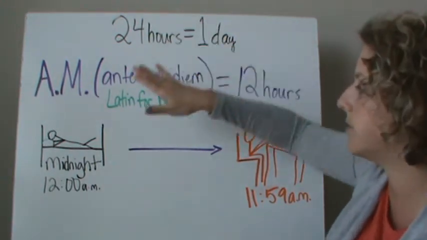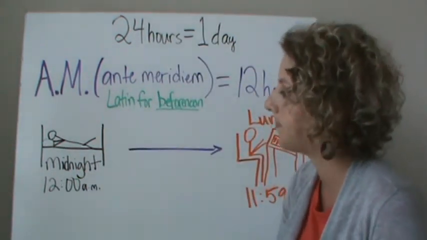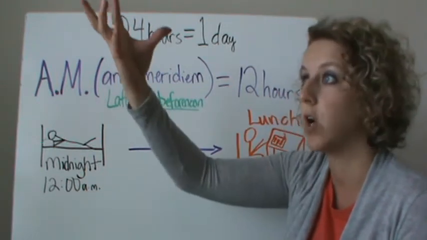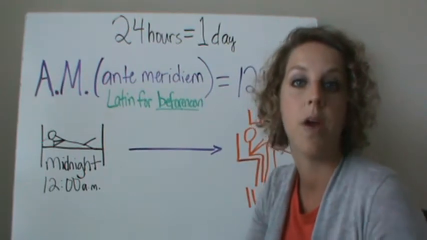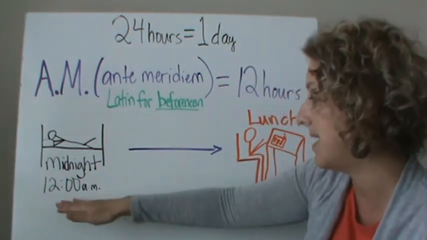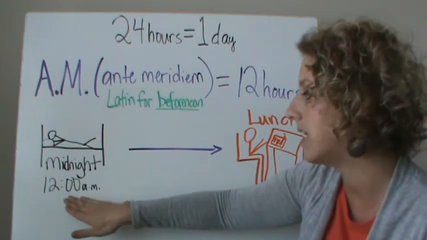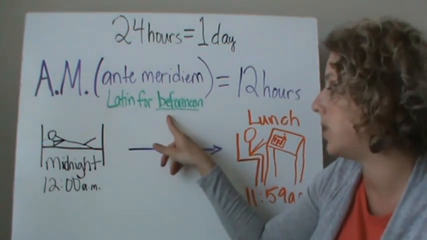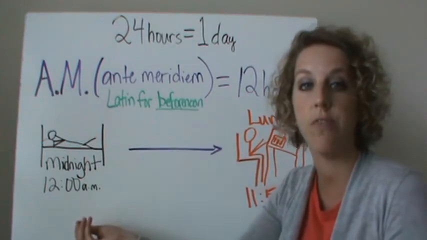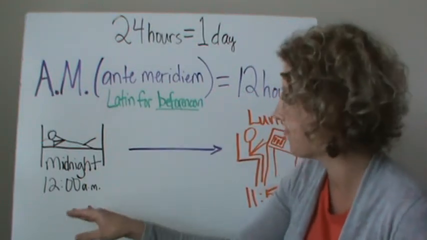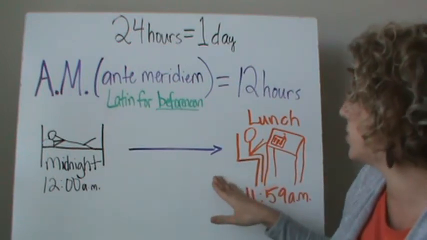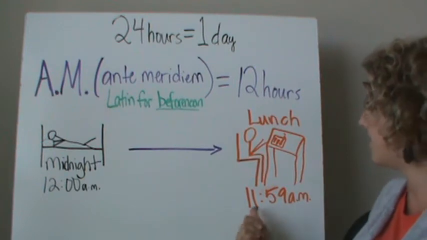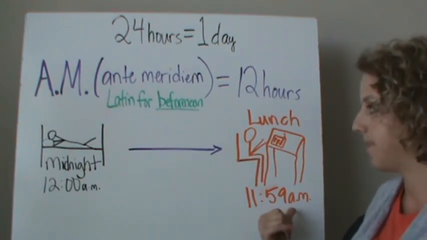So let's look a little closer at what exactly is AM. When you're sleeping at midnight, you know, the stars are out, the moon is out, hopefully your whole family is sleeping at midnight, it should be 12 o'clock AM or before noon. That's the very first moment of AM. The whole next 12 hours, all the way up until lunch, 11:59 AM, all day.